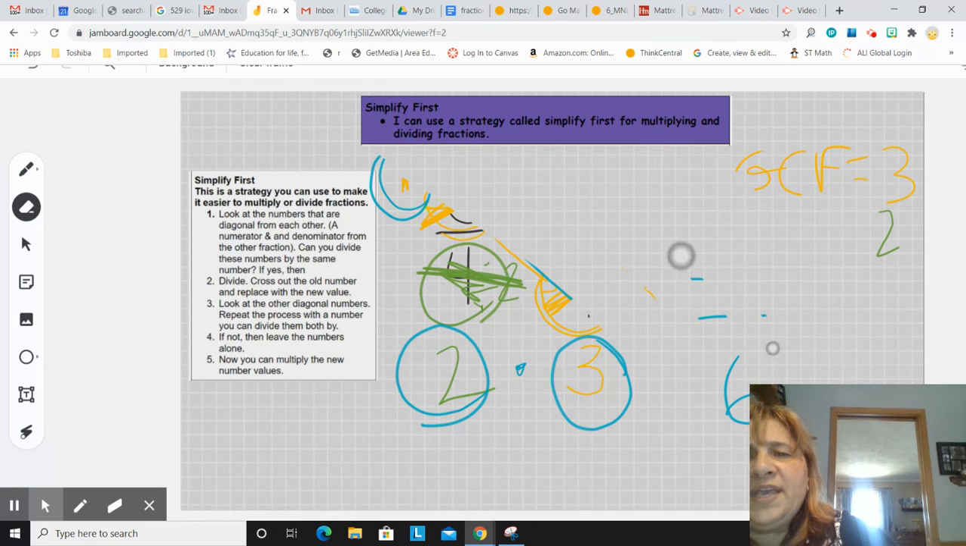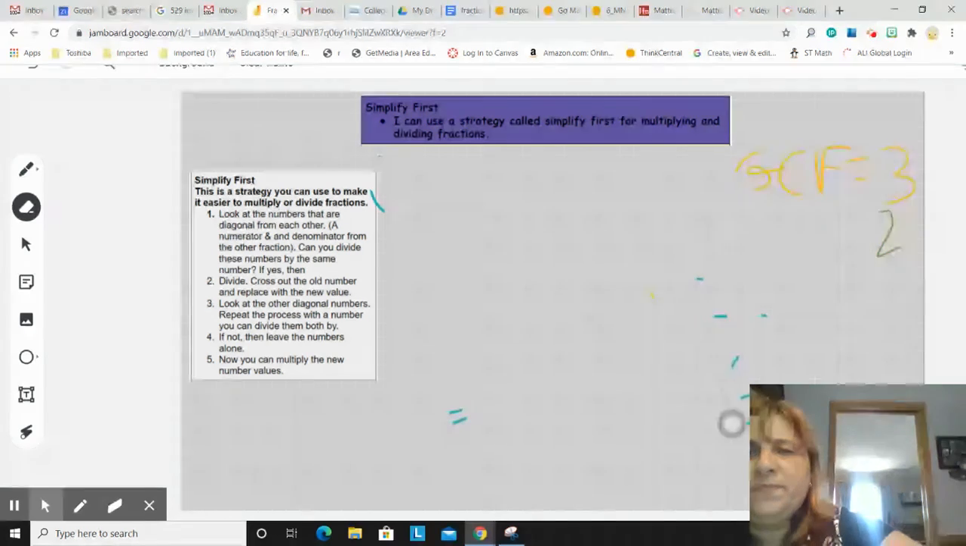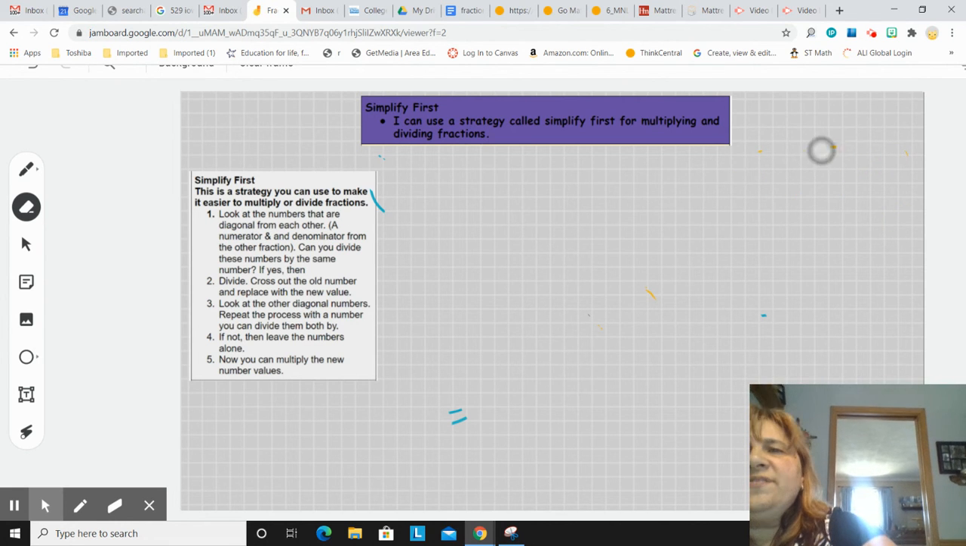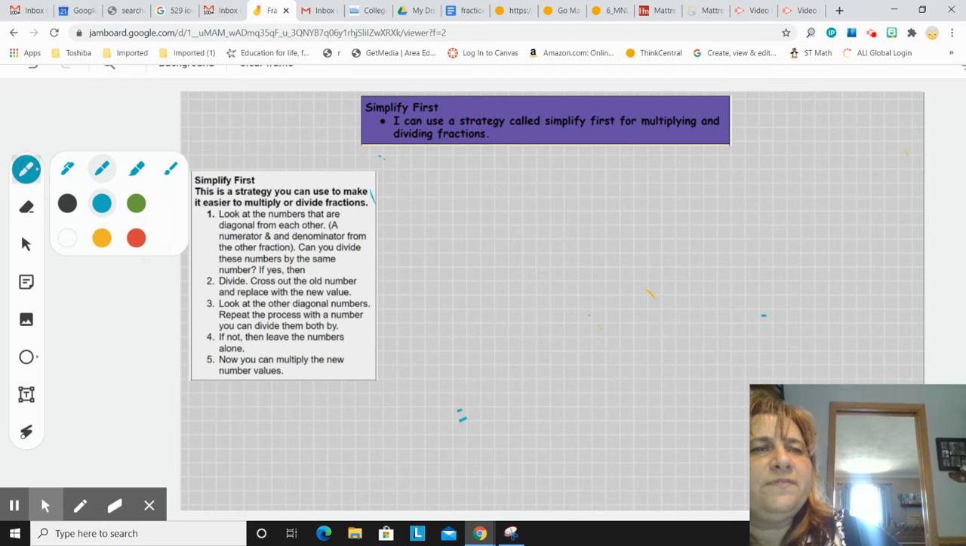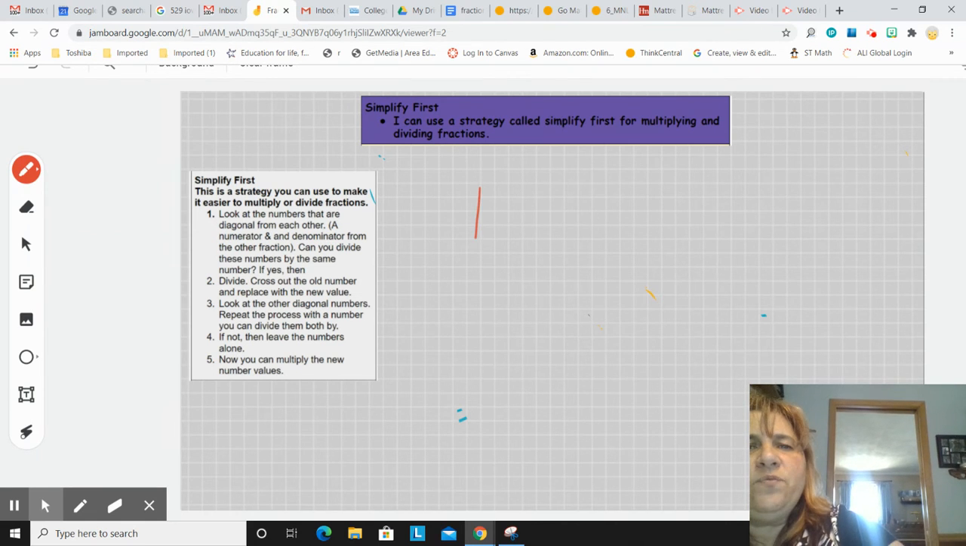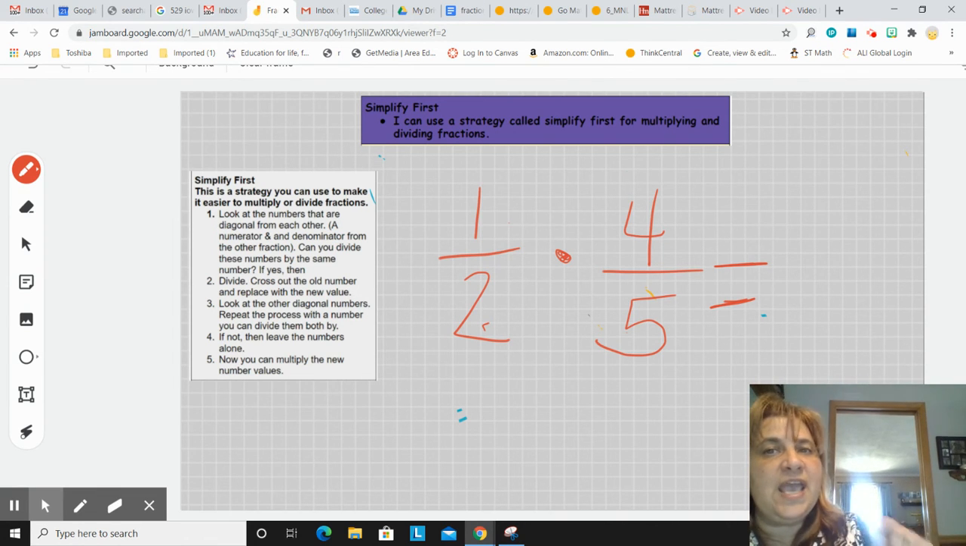So let me give you another quick example that you can learn from today. Let's say we have something as simple as 1/2. What if I have 1/2 and I'm going to multiply it by 4/5? I want to find the answer. Now I could just multiply across and I'm going to get 4/10, correct? 1 times 4 is 4. 2 times 5 is 10. That's not the point today. The point is, can I simplify before I even multiply?